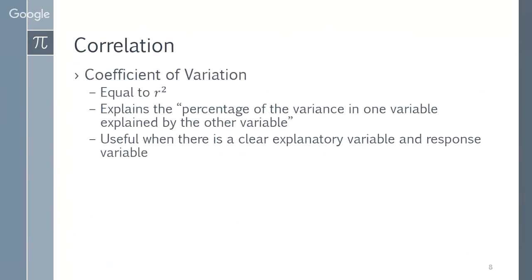Okay, related to correlation is this idea of the coefficient of determination. The coefficient of determination is equal to r squared, so the correlation coefficient squared. It explains the percentage of the variance in one variable that can be explained by the other variable. This is particularly useful when there is an explanatory variable and a response variable. If we have a response variable, we can calculate the variance in the response variable, right? And if our coefficient is 0.9, then 90% of the variance in this response variable can be explained by our explanatory variable. So that's quite strong.